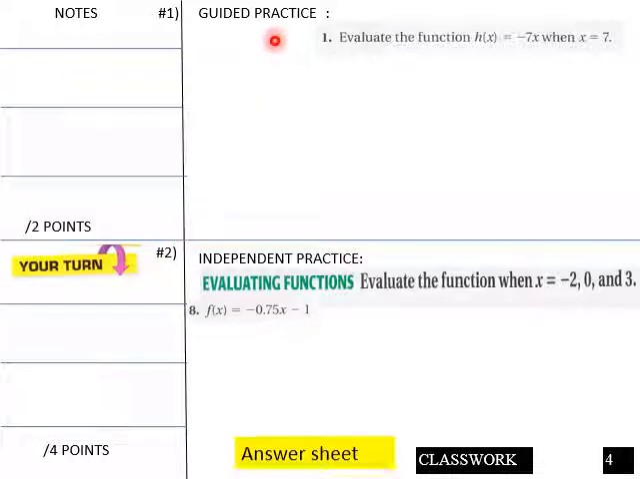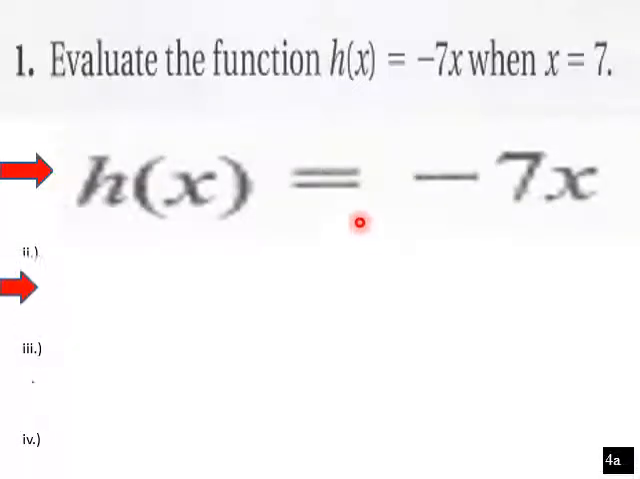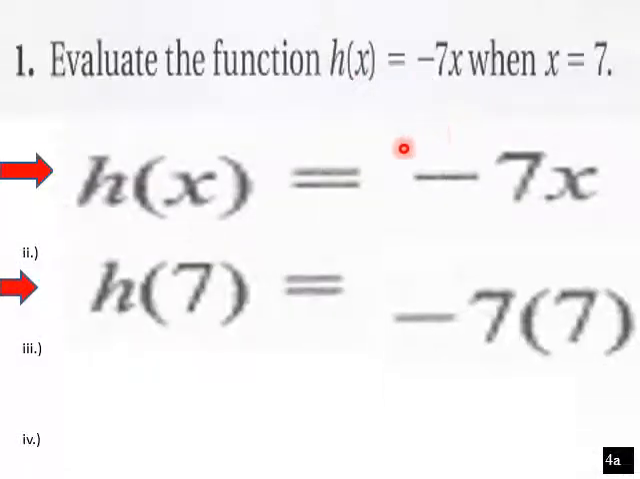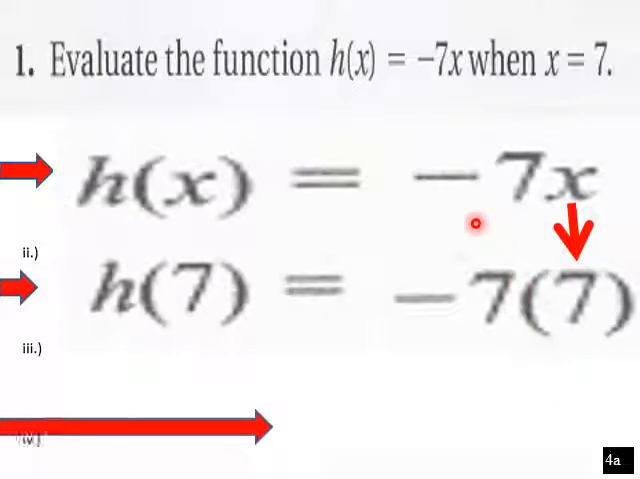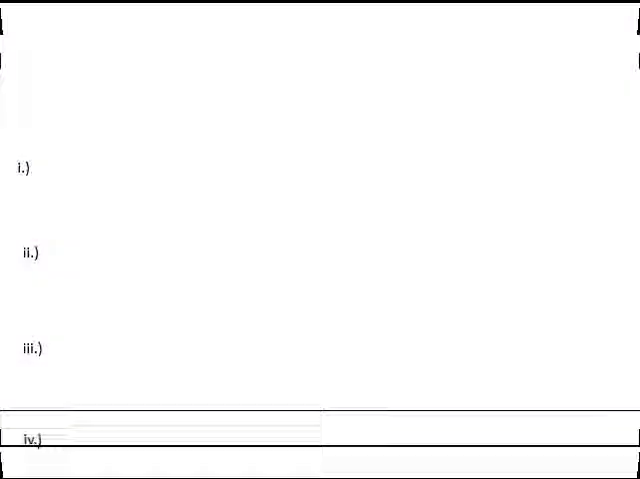Okay, our first guided practice here. Evaluate the function when x equals 7. Students, this is yours here to do. Find f of x when x equals negative 2, 0, and 3. So you've got 3 here to do for this function. When x equals 7, we just plug it in for x, wherever x is. Negative 7 times 7 is negative 49.